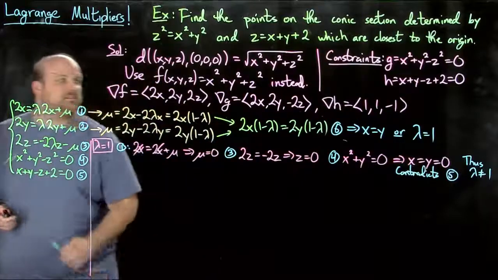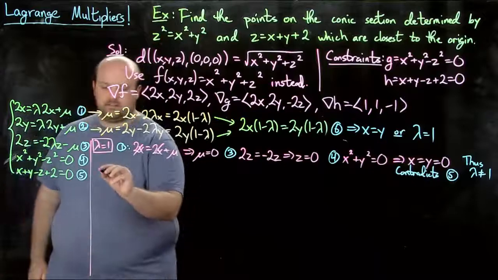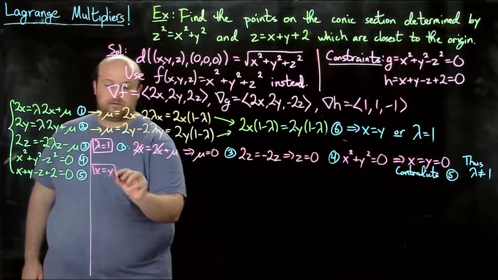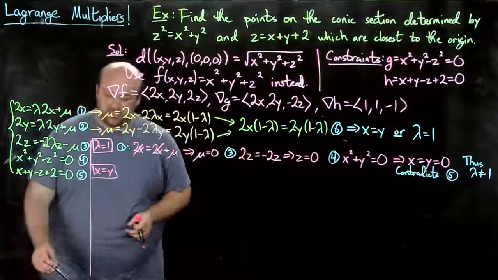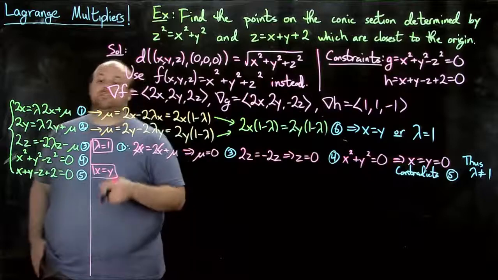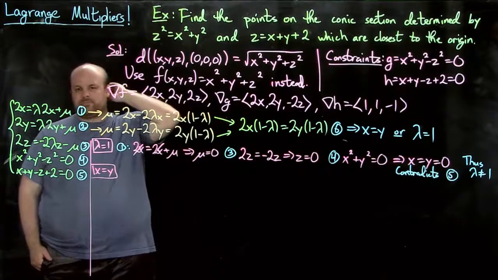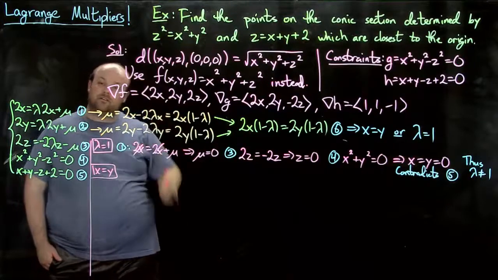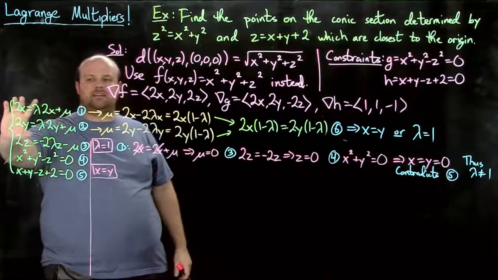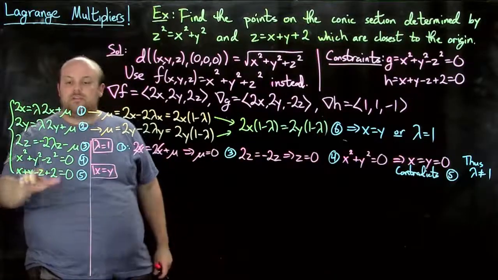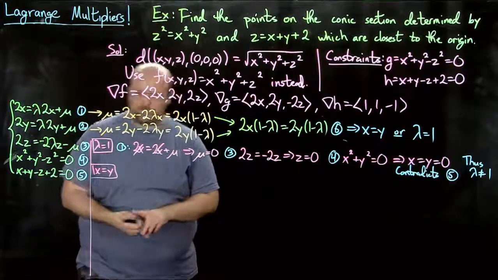All right, so what does that mean? If lambda isn't 1, then x has to equal y. That has to be what happens. So if x equals y, now what can we do? Well, we've already used equations 1 and 2 to get that, so plugging it back in won't get us anything new. There's no x or y in equation 3, so we have to use equations 4 and 5.